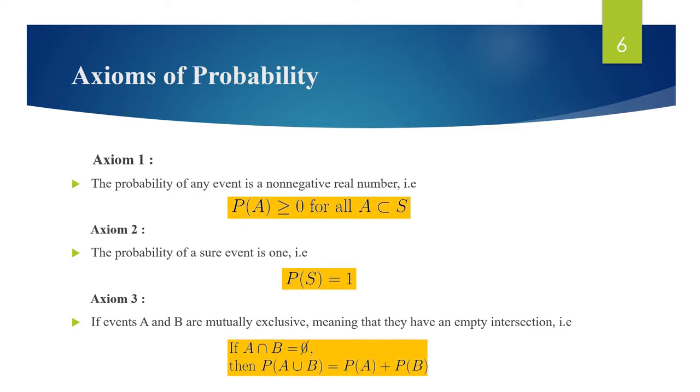The second axiom of probability is that the probability of the entire sample space is 1. That is, probability of S is equal to 1. Implicit in this axiom is the notion that the sample space is everything possible for our probability experiment and that there are no events outside of the sample space. The third axiom of probability deals with mutually exclusive events. If the events A and B are mutually exclusive, meaning that they have an empty intersection, that is, if A intersection B equals phi, then probability of A union B will be equal to probability of A plus probability of B.